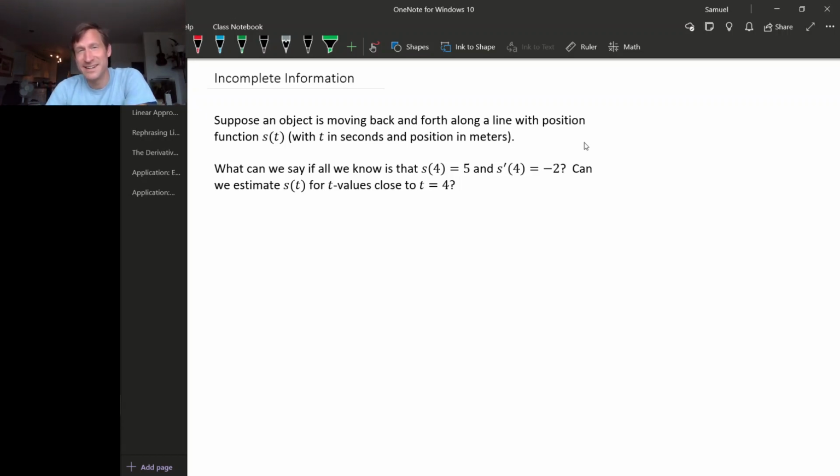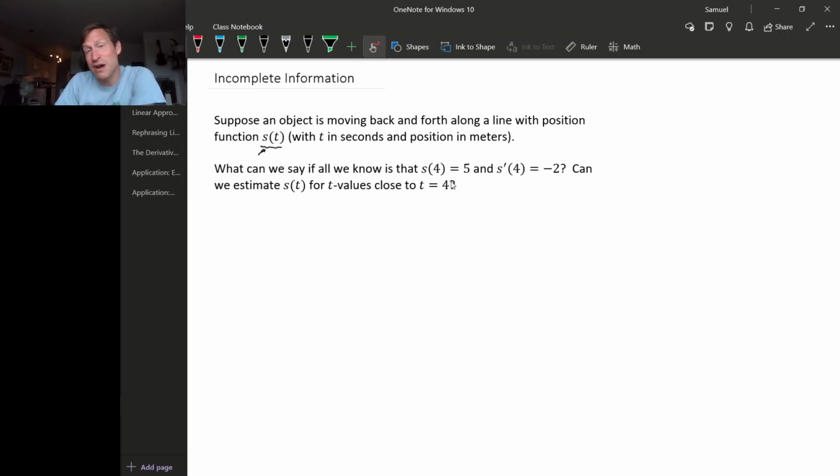It's pretty common in a lot of engineering and other physical, real-world situations to have only limited information about some function that you're trying to understand. So for example, suppose that we have an object moving back and forth along a line. It has a position function, but you aren't in general going to actually know what that position function is. You might know bits of information about it, but you won't know a full-blown formula for it usually.